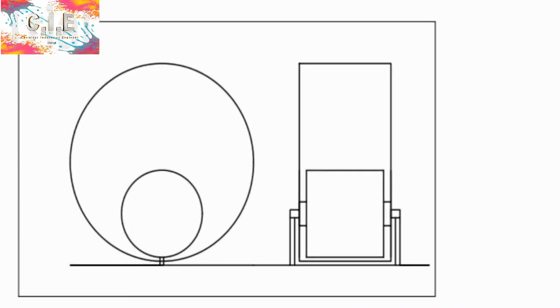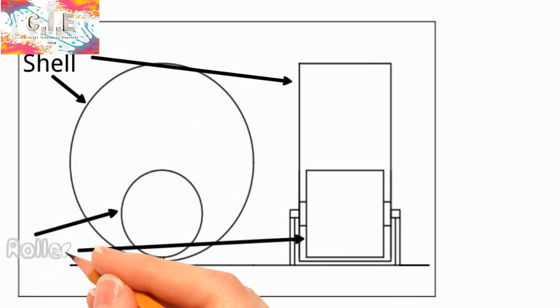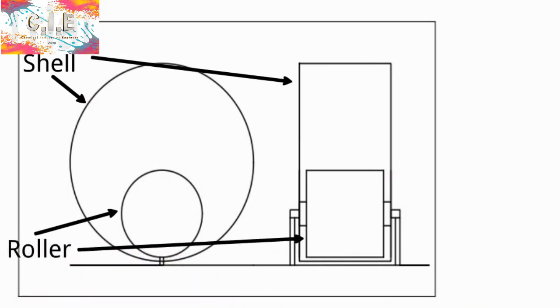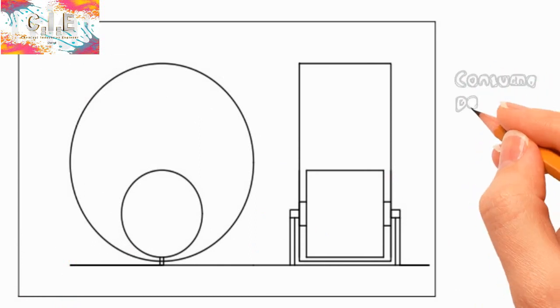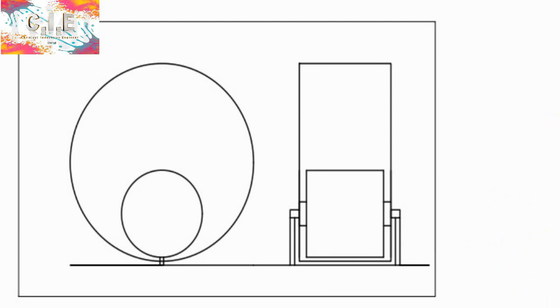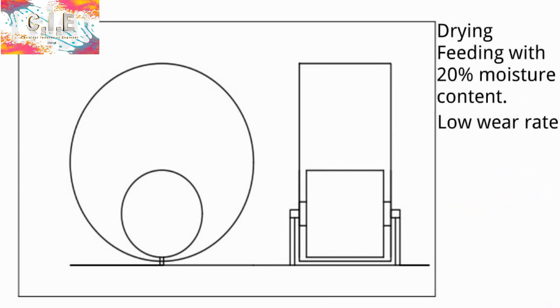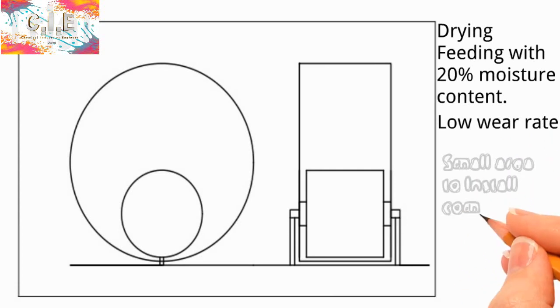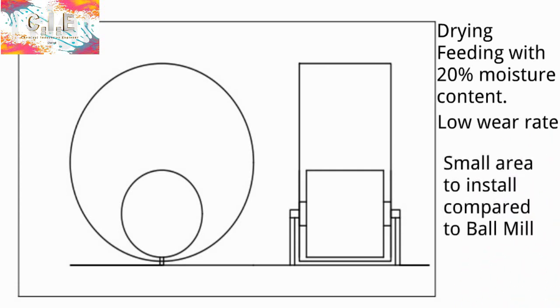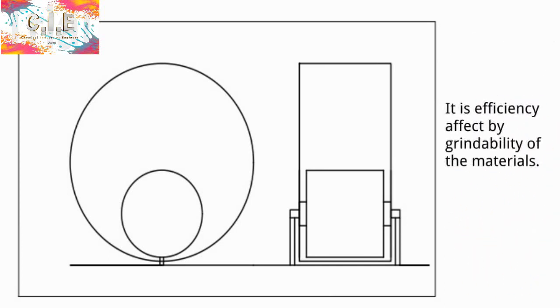The last type is the Horomill. It's a combination of ball and roller mills. It has a cylindrical shell turning around its axis, and inside it a turning roller instead of balls. This type consumes about 30% less power than ball mills, and it can dry feed with moisture up to about 20%. In addition, it has a low wear rate and needs less installation area than the ball mill, but its efficiency is affected by the grindability of the materials.